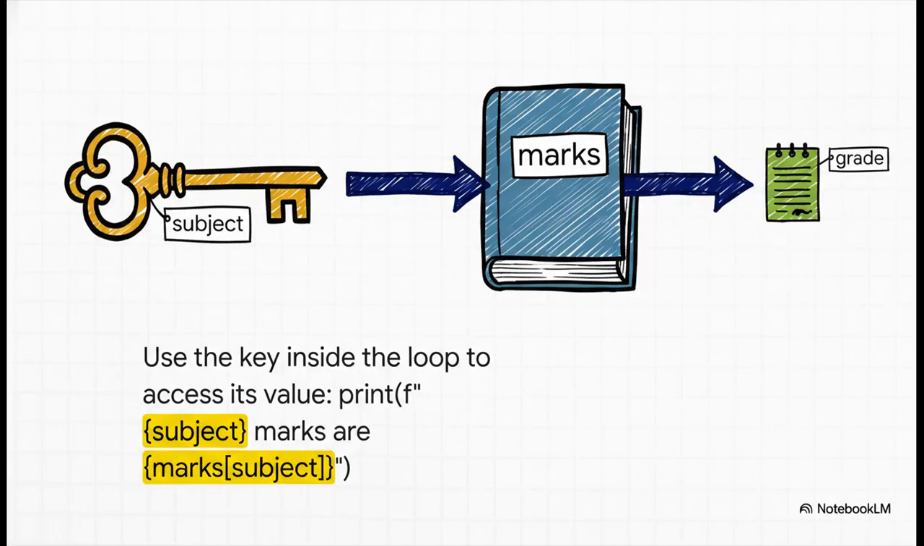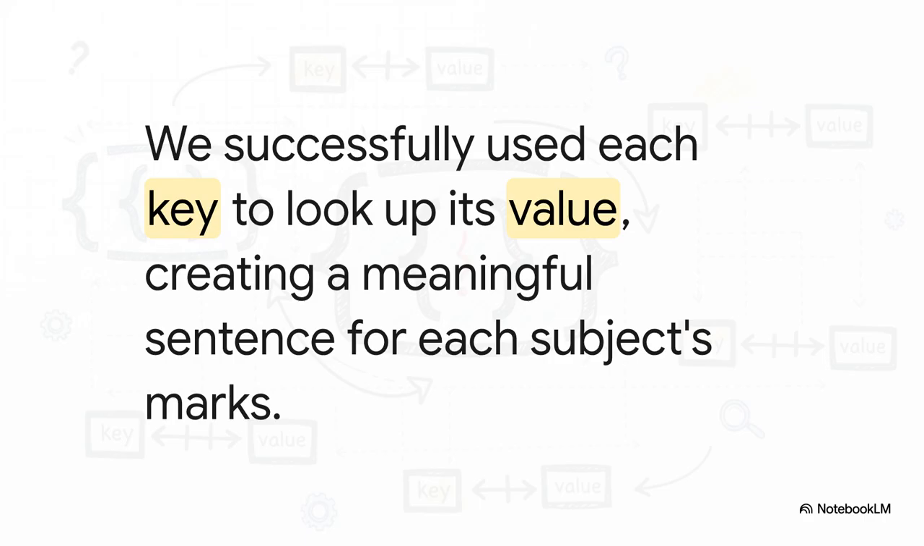So in this code, we're first grabbing each subject, which, remember, is our key. Now we're using the .keys method here just to be super clear about what we're doing. Then, inside the loop, we use that subject variable to look up its value with that familiar square bracket syntax, marks[subject]. And there you have it, our final formatted output. By looping through the keys and then using each one to look up its value, we've created a really meaningful sentence for each subject. This neatly combines the two ideas we've just talked about.